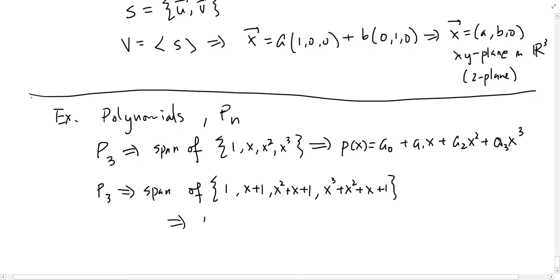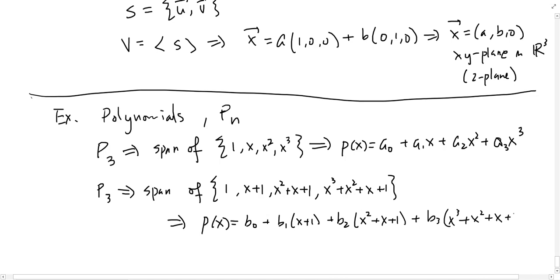So if I form the span, I will basically be forming p of x equal to, let's say, I'm going to use a different letter, b sub 0 plus b sub 1 times (x plus 1) plus b sub 2 times (x squared plus x plus 1) plus b sub 3 times (x to the third plus x squared plus x plus 1).